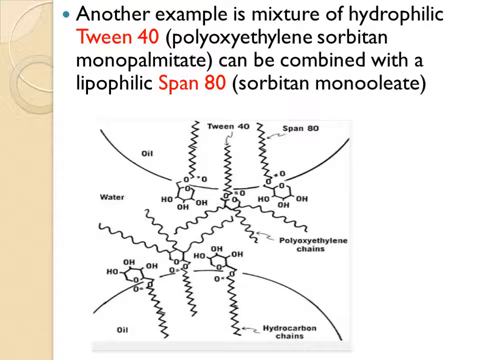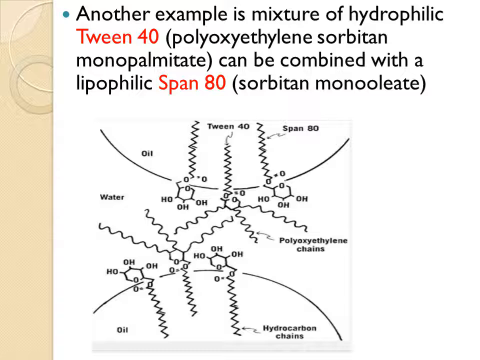Another example we take is the complex film, where we use two different types of surfactants, the hydrophilic and the lipophilic. Here we mix the hydrophilic surfactant Tween and the lipophilic surfactant Span. The typical example we take here is Tween 40, which is polyoxyethylene sorbitan monopalmitate, and Span 80, which is sorbitan monooleate.